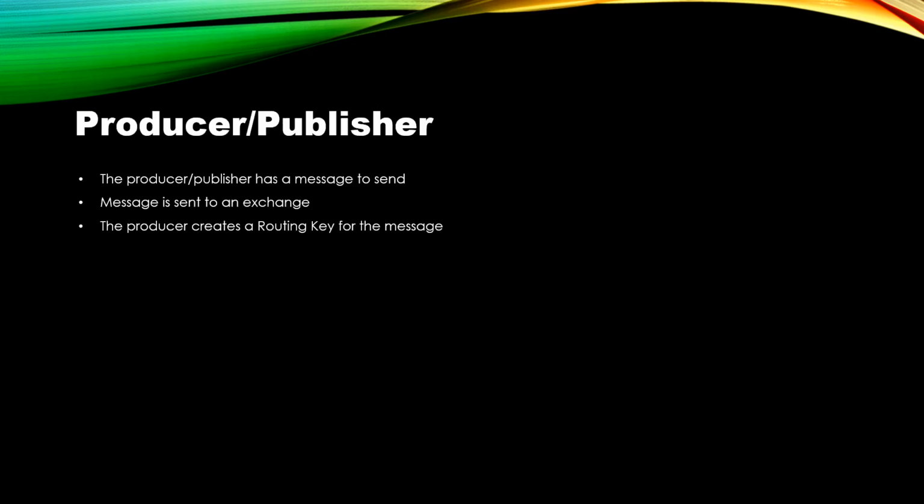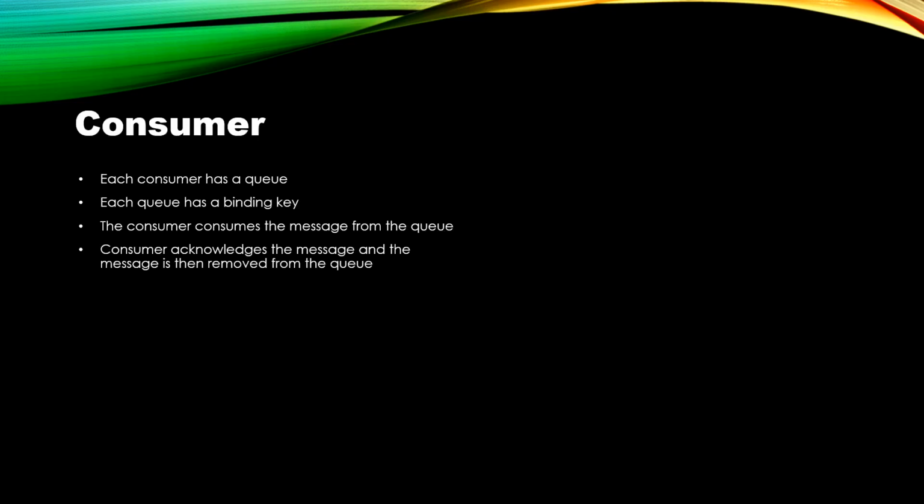So the producer or the publisher will have a message to send, and the message gets sent to the exchange. The exchange will decide who it will be sent to. The producer creates a routing key for the message. And then we have a consumer, and a consumer has a queue, and it consumes each of the messages from that queue.